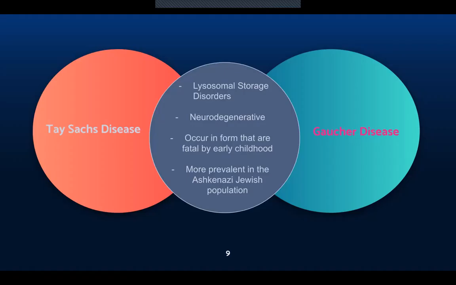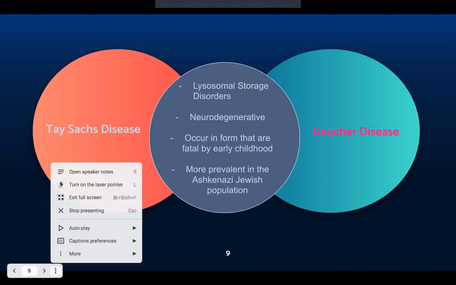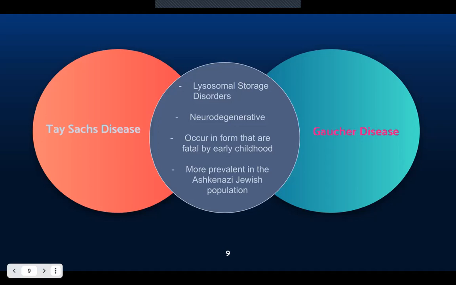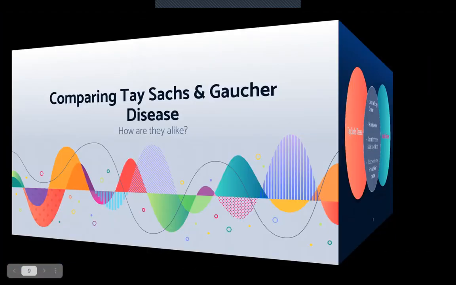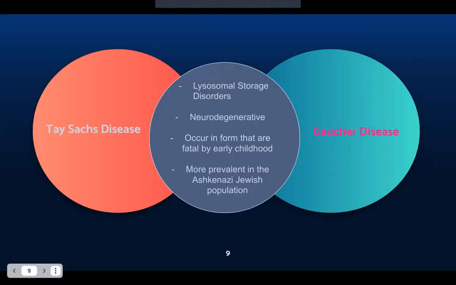You may be asking, how are Tay Sachs and Gaucher disease alike? Both Tay Sachs and Gaucher disease result from mutations of genes that code for lysosomal storage enzymes. These mutations cause a defect in the degradation of glycolipids, leading to a toxic buildup of these molecules in the central nervous system.